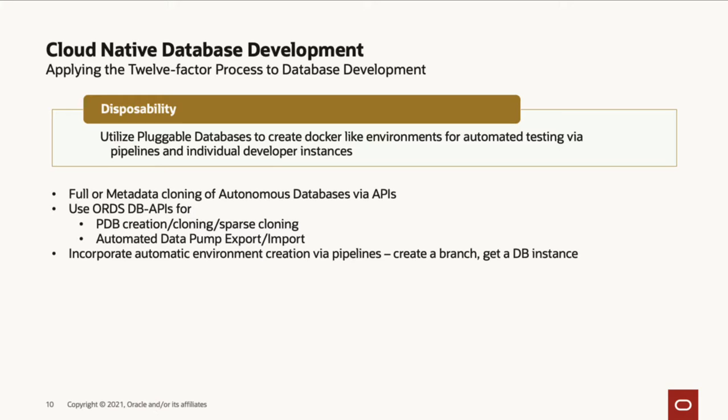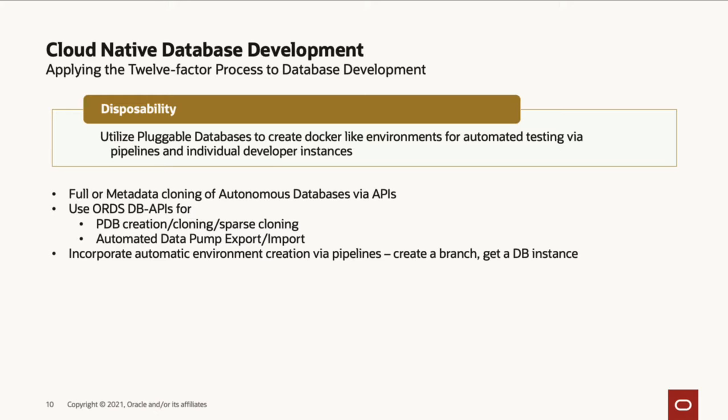Maybe your environment is multiple terabytes big and you don't want all that data moved over. Maybe that data is sensitive in your production environment and you don't want the developers to see that data. Maybe it's patient information or financial information. Well, being able to utilize these APIs, we can use the API to create a metadata-only clone, and then the second API would take a Data Pump export and import that data into that environment so now they have test data to work with.